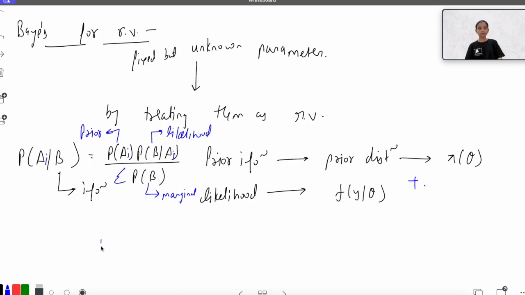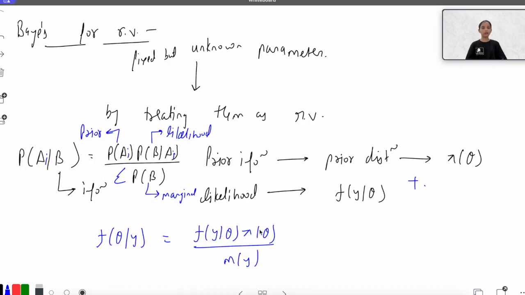That posterior would be, let's say, P of theta given y, or f of theta given y, calculated as f of y given theta times pi of theta upon m of y. You can see it is similar to what we have studied for the events, but now the difference is we are not having events, we are having random variables. So the prior information is in the random variables, and also the posterior information is a distribution. Prior is a distribution, posterior is a distribution. Everything we are dealing with are distributions now.